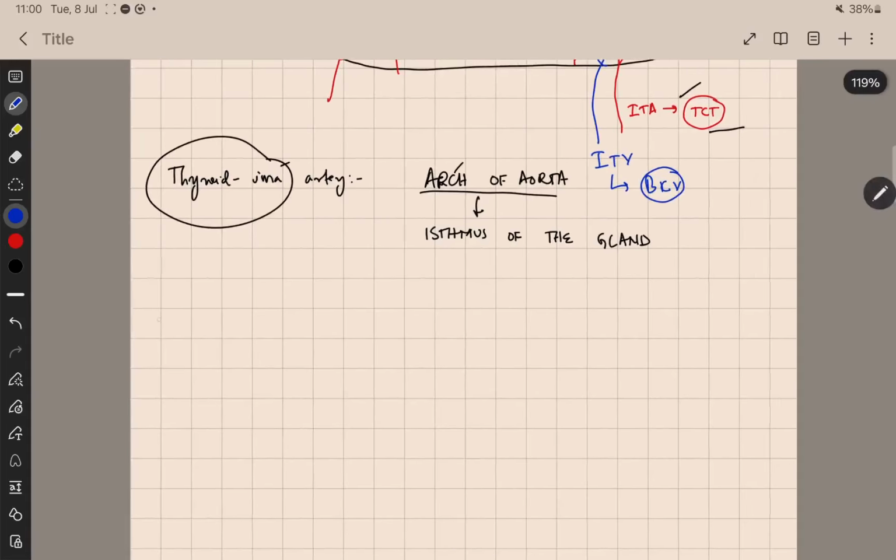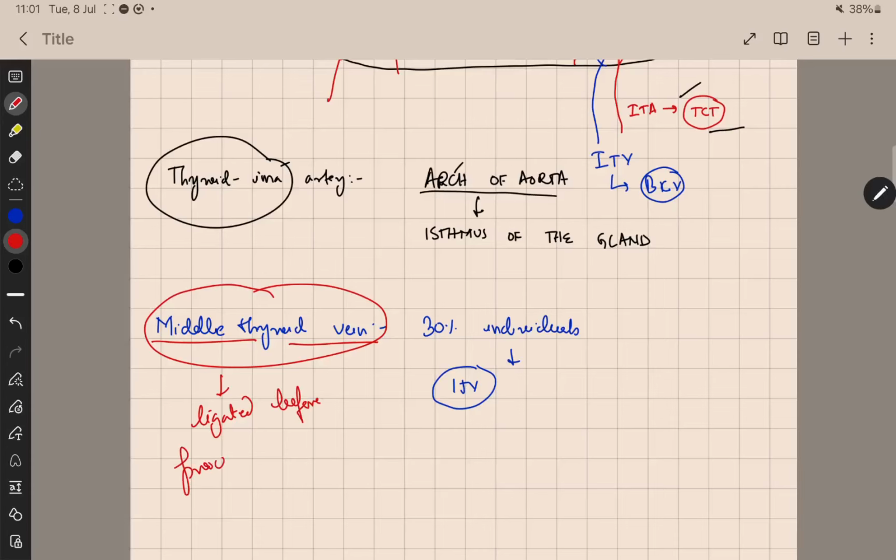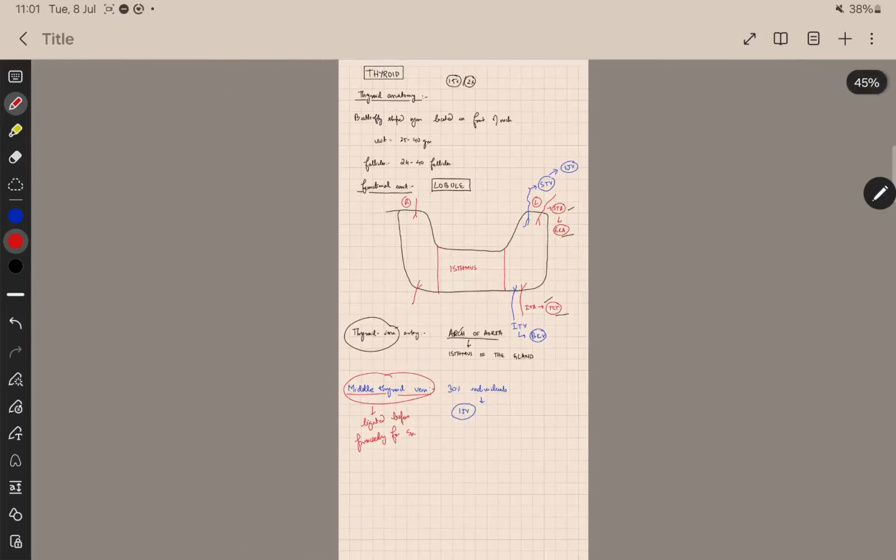There is one more vein that is known as the middle thyroid vein. Like the thyroid ima artery, it is not always present. It is only present in 30% of individuals. Right. It drains directly into the IJV. The importance of this structure, the middle thyroid vein, is that it is the first vein to be ligated before proceeding with surgery. Fine. So this is the blood supply of the thyroid gland.